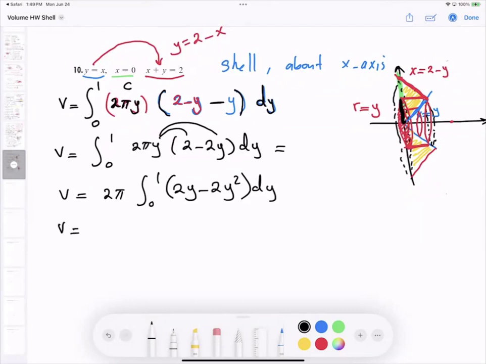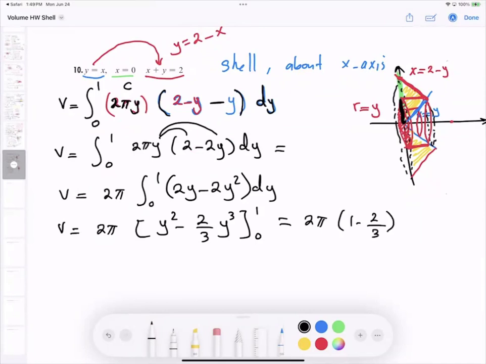So the volume is equal to 2 pi times y squared minus 2/3 y cubed, from 0 to 1, which in turn is 2 pi times 1 minus 2/3. So the volume is equal to 2 pi divided by 3.